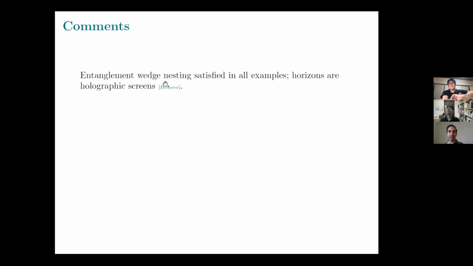Okay, first comment is that entanglement wedge nesting is satisfied in all these examples that I've looked at. And I think that's basically guaranteed by the fact that horizons are holographic screens. It's a little funny because they're not naively holographic screens for the inflating region to the future. So in that sense, they shouldn't necessarily be guaranteed to satisfy entanglement wedge nesting, but probably it's still guaranteed by the fact that they are holographic screens, at least for some regions.